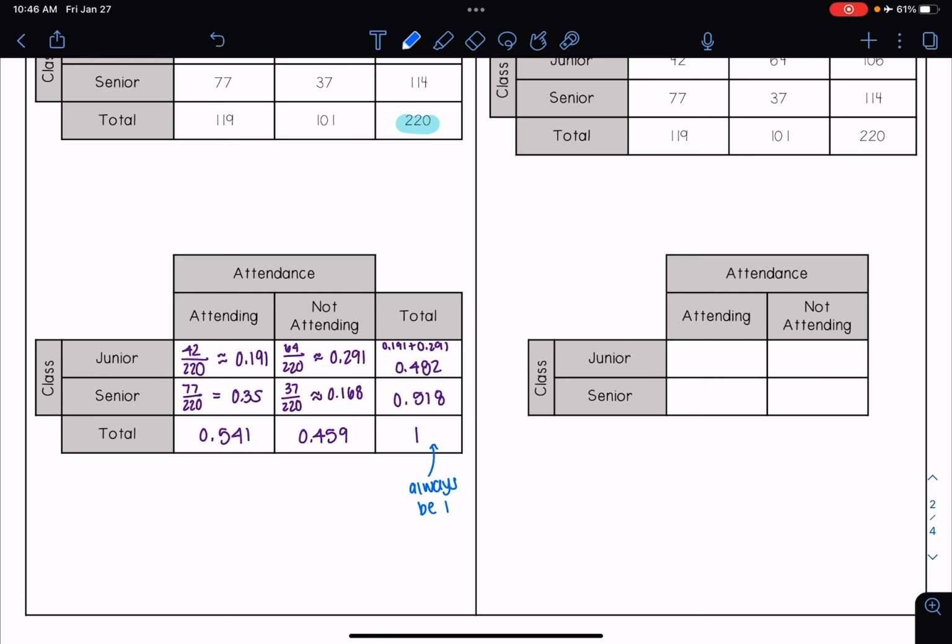And so some other ways you can interpret it, this 0.518, for instance, that means about 51.8% of the students in the survey are seniors. Or the 0.459, I can interpret that as 45.9% of the students surveyed are not attending.